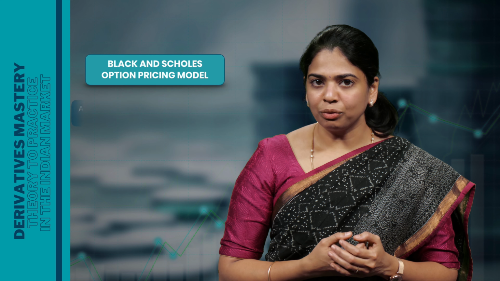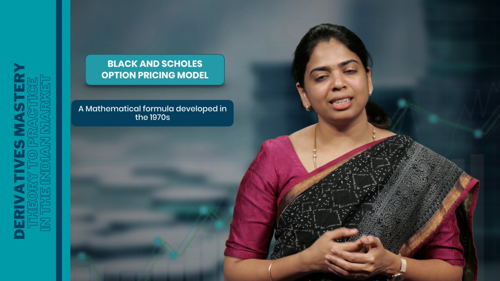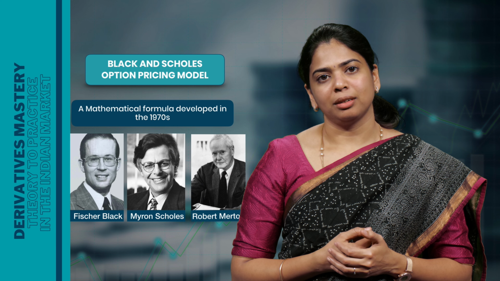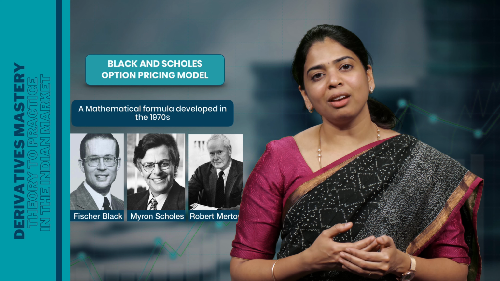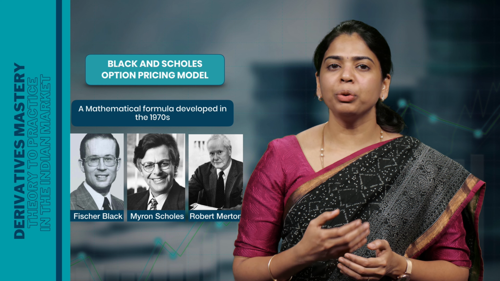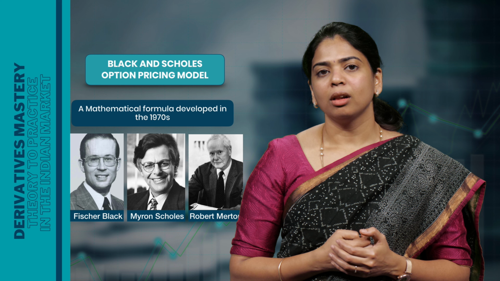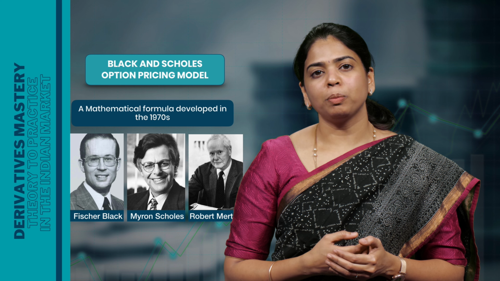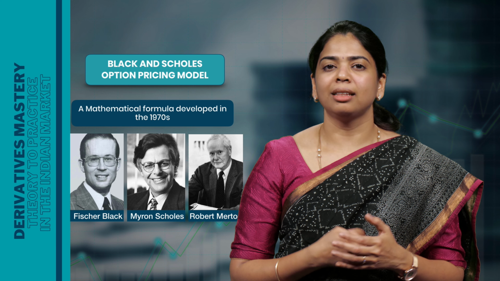It is a mathematical formula developed in the 1970s by Fisher Black, Myron Scholes, and Robert Merton. It calculates a fair value of an option based on a few key factors. So using these inputs, the Black and Scholes model makes option pricing feel more like a science than a guessing game.